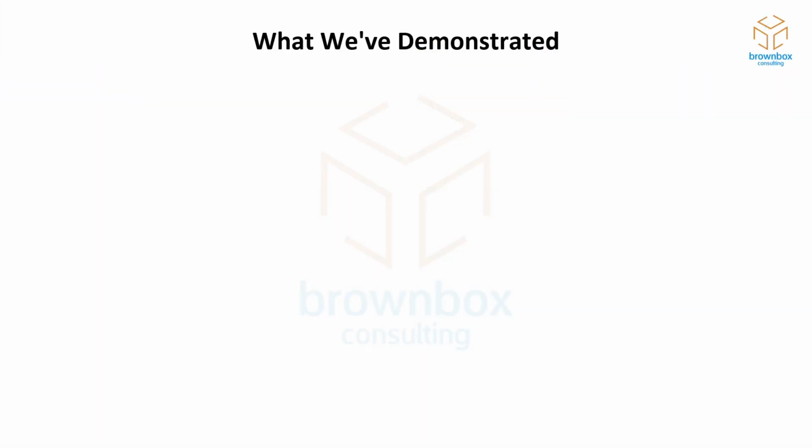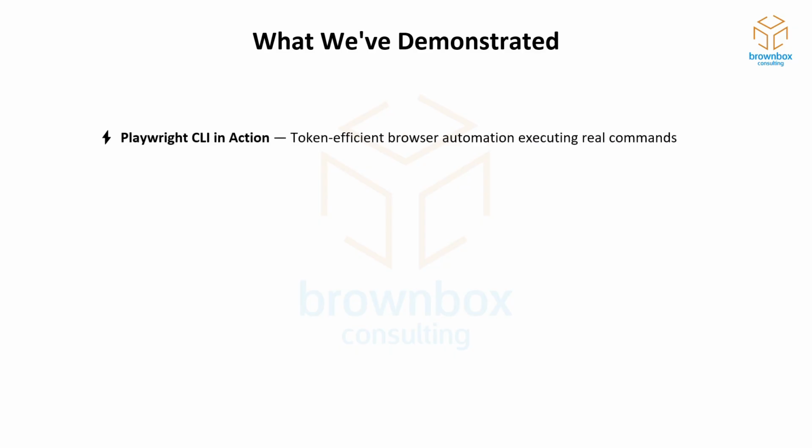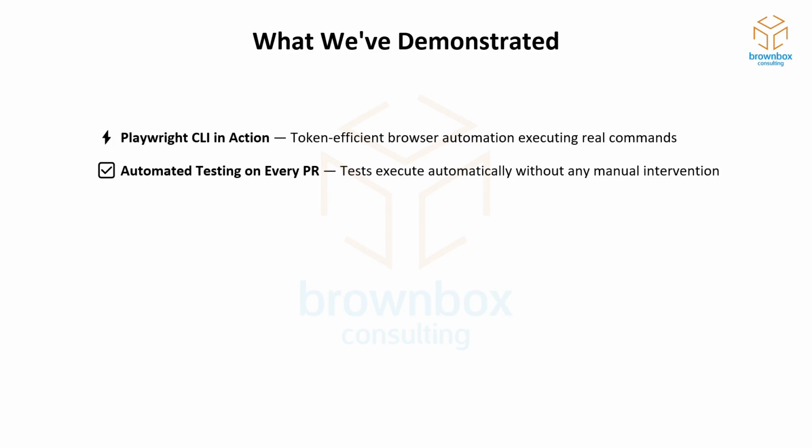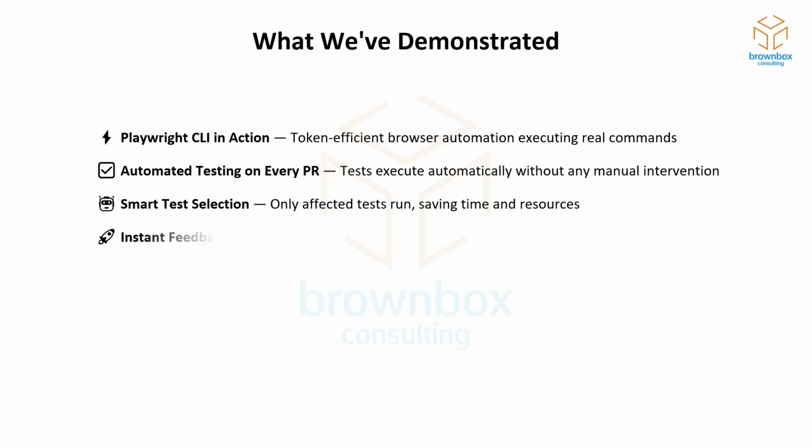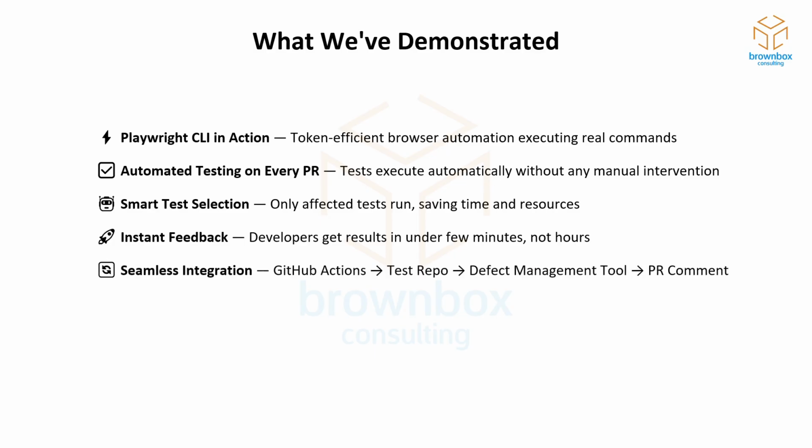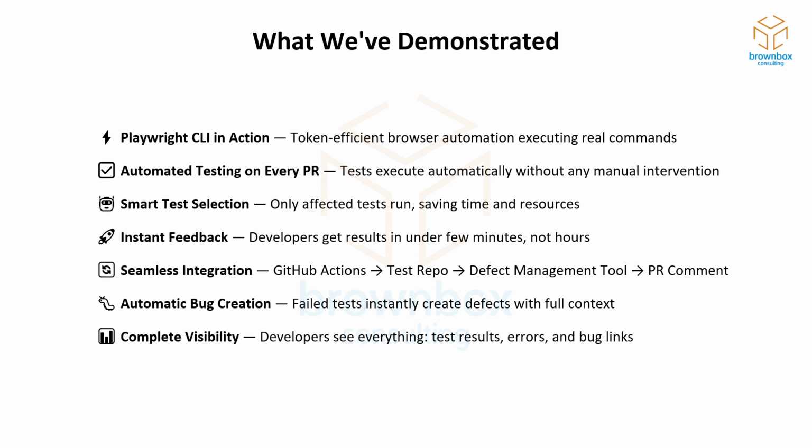To conclude, Playwright CLI automates browser interactions efficiently. Every PR is automatically tested without manual work. Only affected tests run, saving time. Developers get instant feedback in minutes, not hours. GitHub Actions, test execution, and defect management are seamlessly integrated. Failed tests automatically create defects with full context.